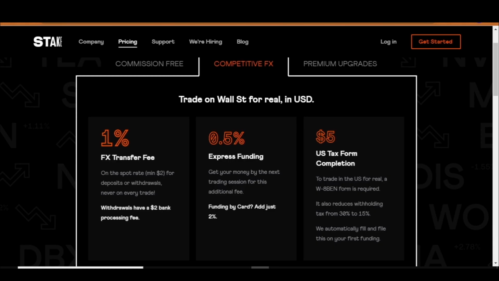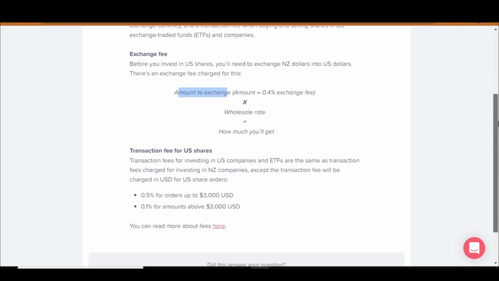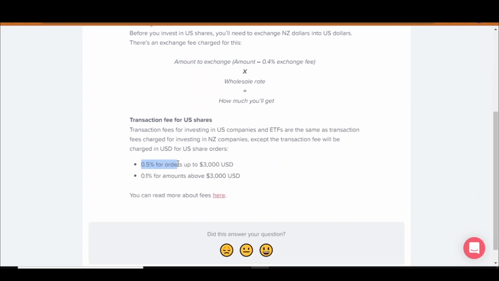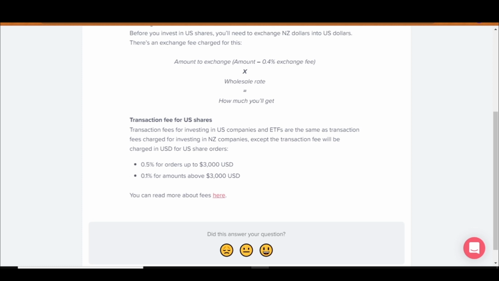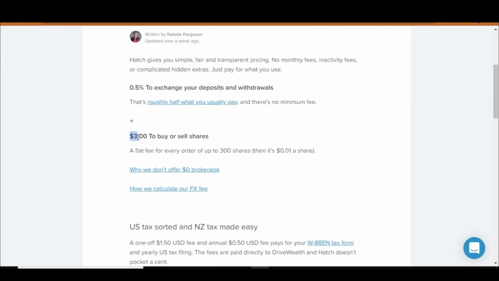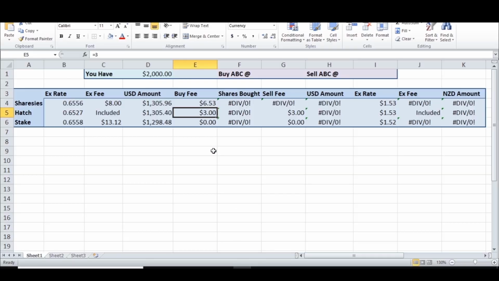So if you go have a look at their fees, Sharesies will charge you 0.5% of the order amount up to $3,000 and then 0.1% of any amount over $3,000. So in our table for the formulas, I put down our money that we have in US dollars times 0.005, which is 0.5%. And when it comes to Hedge, they will charge you a flat fee of $3 per transaction. So if you come back to our table, I just put down $3.